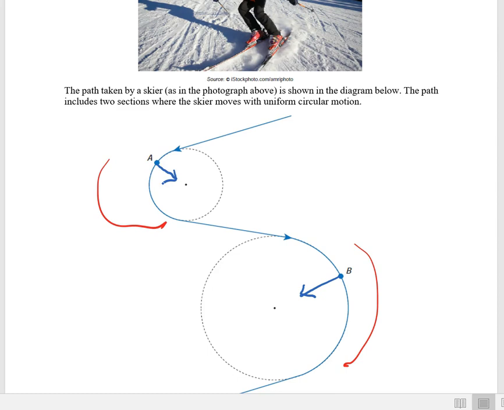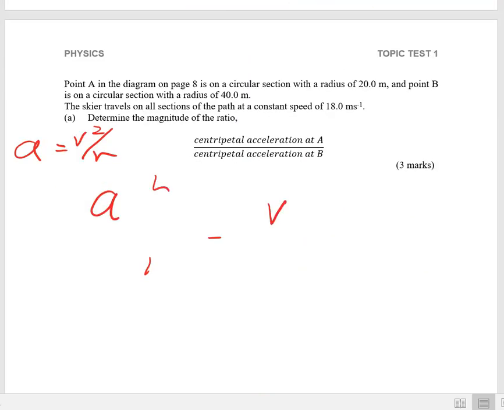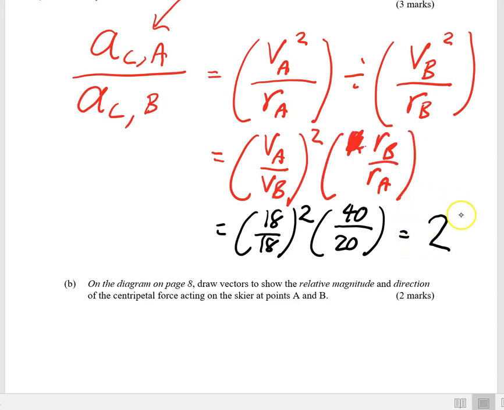Then ask yourself here, at point A or point B, will you have a stronger centripetal acceleration? If you look back at the expression just now, this expression states that point A divided by point B is a ratio of 2. Meaning at point A you will have twice as strong a centripetal acceleration. So centripetal acceleration at A is stronger than B by 2 times.